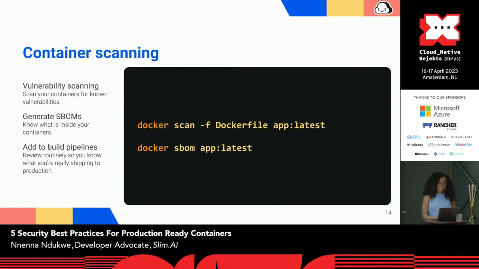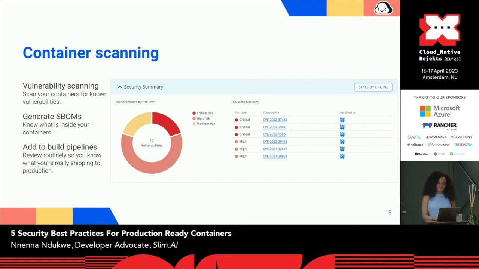But there's an alternative, and that is using the Slim SaaS platform. For container scanning and a visual representation of what's going on in your container, we run this process using Trivy and Grype, and we generate the results of this scanning process. You're also able to get a deeper look into the files, the file layers, and the packages. You can see every vulnerability by risk level, and you can also download the SBOMs that are generated if you need them for any type of security compliance.